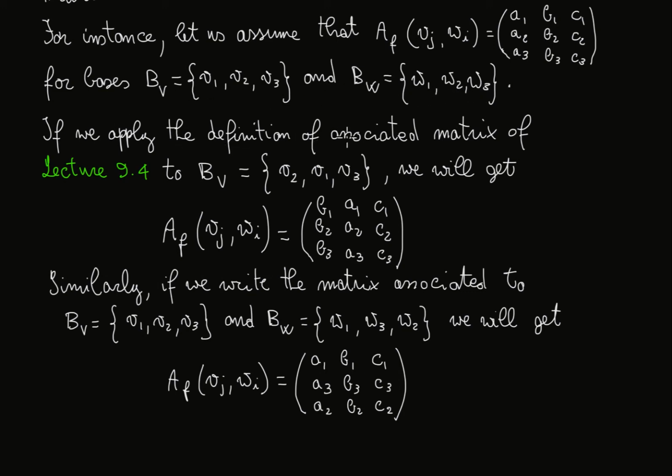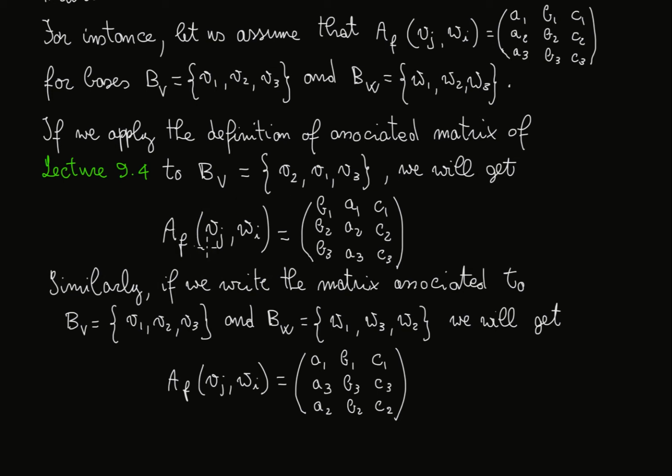If we apply the definition of associated matrix of lecture 9.4 to the basis BV, instead of using V1, V2, V3, we list these bases as V2, V1, V3. As sets, these are exactly the same. This is why I used again the same notation as the basis before. This is exactly the same basis as the one before. You see BV here and BV here. I just inverted the order of the elements in which I have sorted them out.